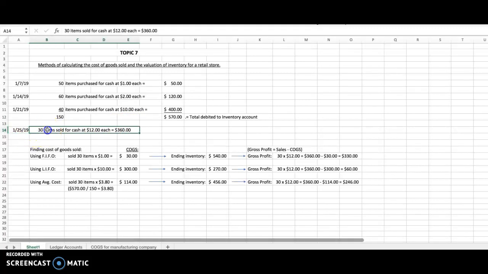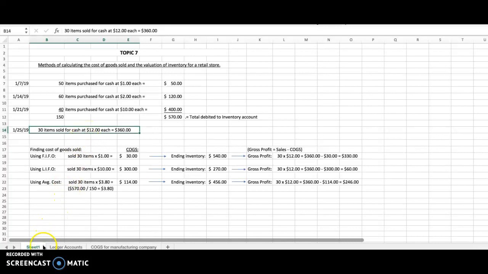January 25th, we sold items. We sold 30 of them for cash at $12 a piece, adding up to a total sale of $360. So you should be clear now how you handle this in the books of the ledger and the journal as far as that goes. But we're going to look at just the ledger at this point.